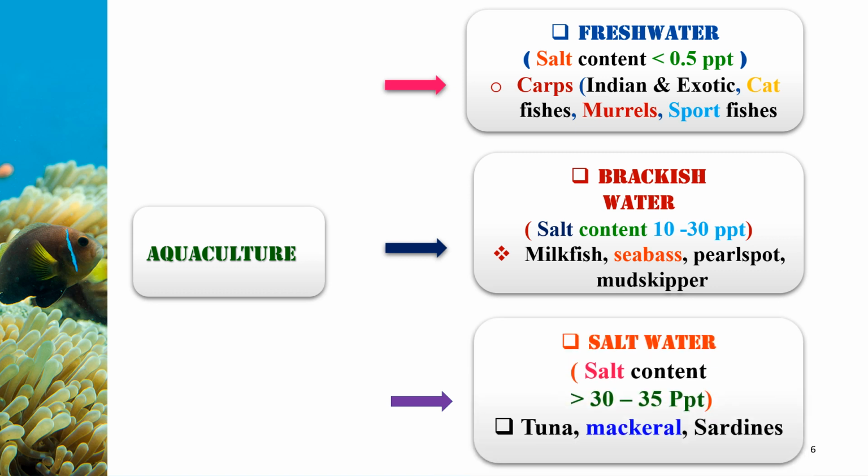And the last one is saltwater aquaculture. If the water contains a high amount of salt, it is saltwater. The second point is the example of saltwater fishes.